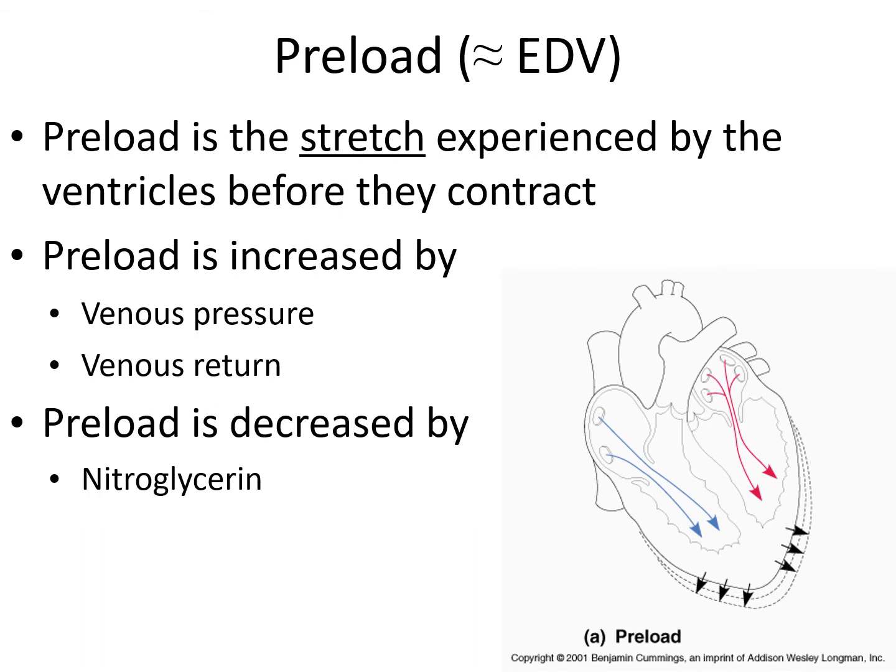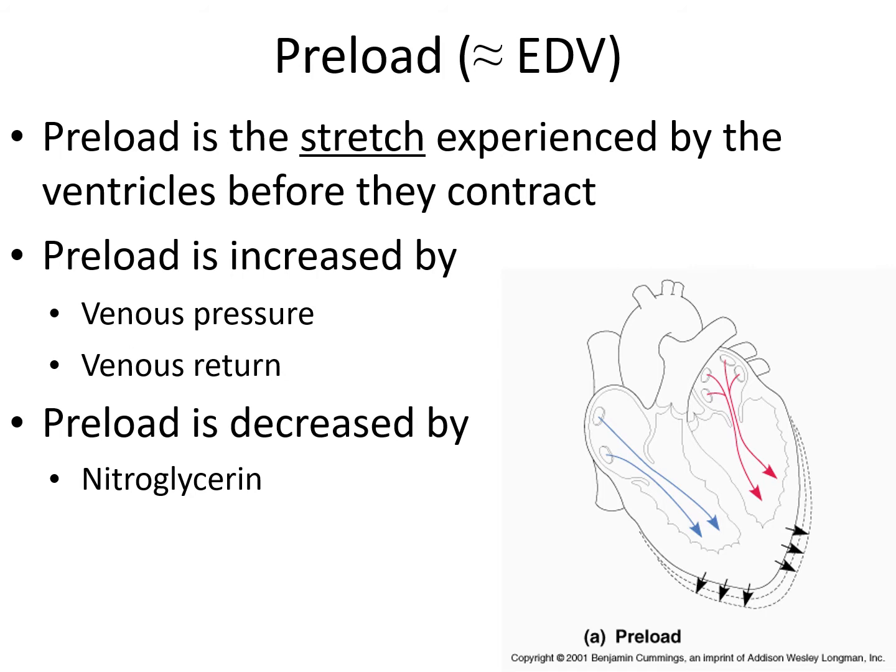So preload is approximately end diastolic volume. It is the stretch experienced by the ventricles before they contract. Think about it this way. Imagine the heart as a muscular, stretchy organ. The more blood you put in there, the greater the stretch those walls must experience. And so the greater the stretch they experience, the stronger the contraction when they do pump that blood back out.